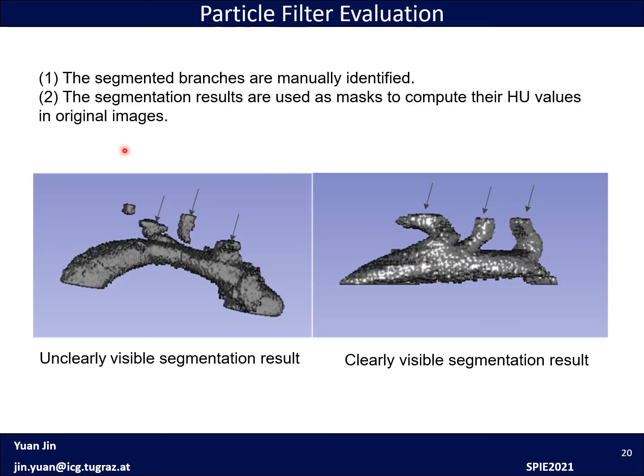It's relatively harder because we have no ground truth for branches, so we have two ways for the evaluation. First, the segmented branches are manually identified. Second, the segmentation results are used as masks to compute their actual values in original images. Here's an example of unclearly and clearly visible segmentation result.